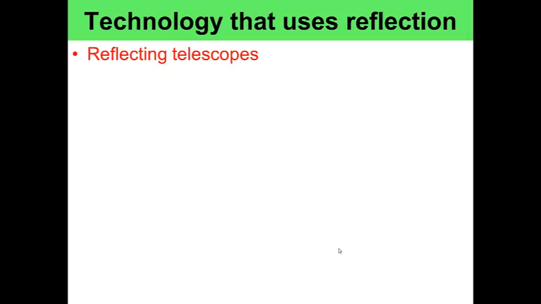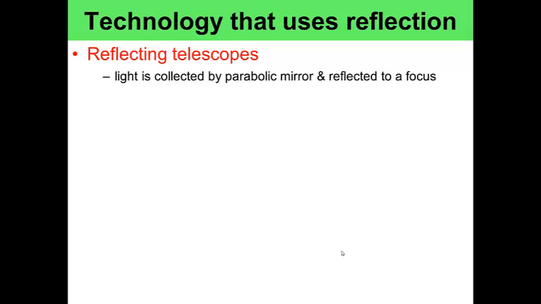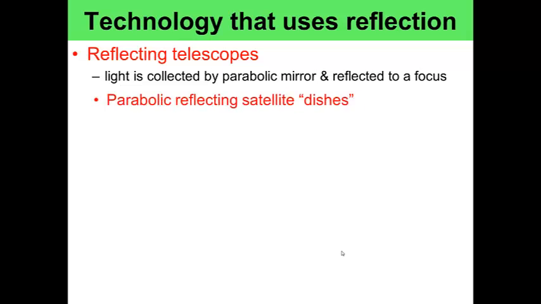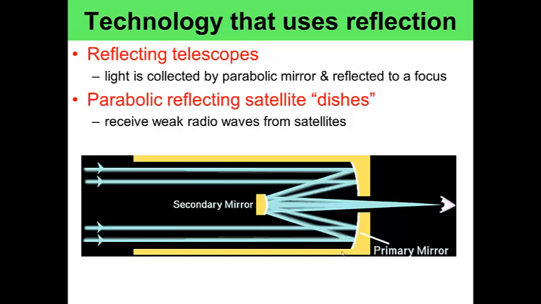Technology that uses reflection. One is a reflecting telescope. Light is collected by a parabolic mirror and reflected into a focus. Another is parabolic reflecting satellite dishes. You've all seen satellite dishes. They can be big or small. The older ones were bigger; the smaller ones are newer. They receive weak radio waves from satellites and focus them in the middle.